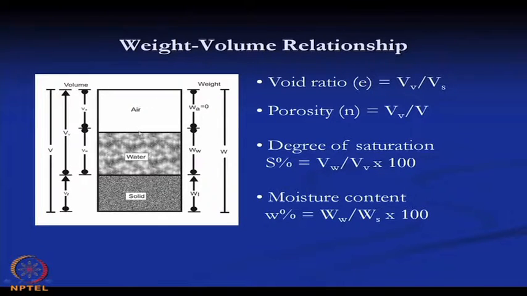So, in that case we have to consider the weight and the volume accordingly. Now, the different definition of this one is the void ratio e. Void ratio is defined by volume of void divided by volume of solid. Similarly, porosity is defined as volume of void divided by total volume. So, we can say here that the void ratio e is the volume of void divided by volume of solid.